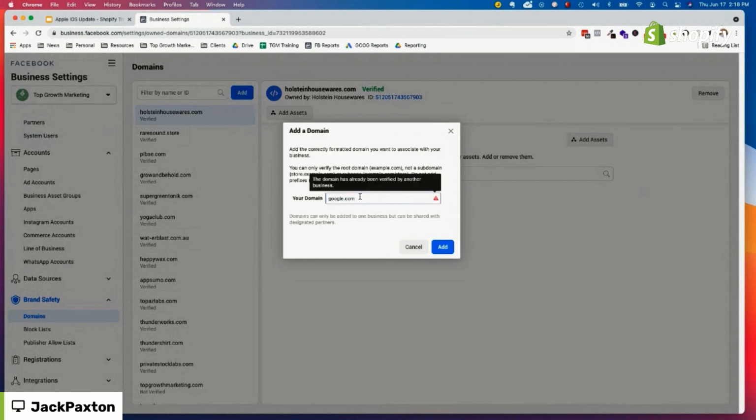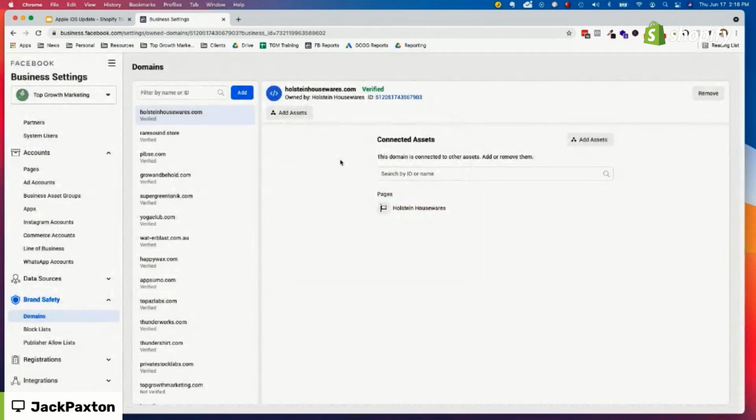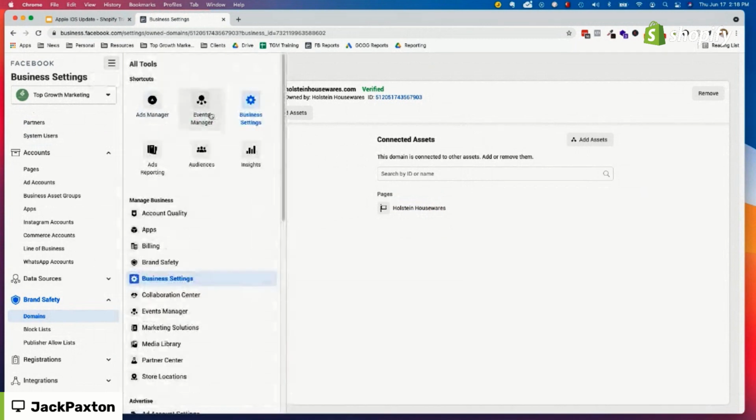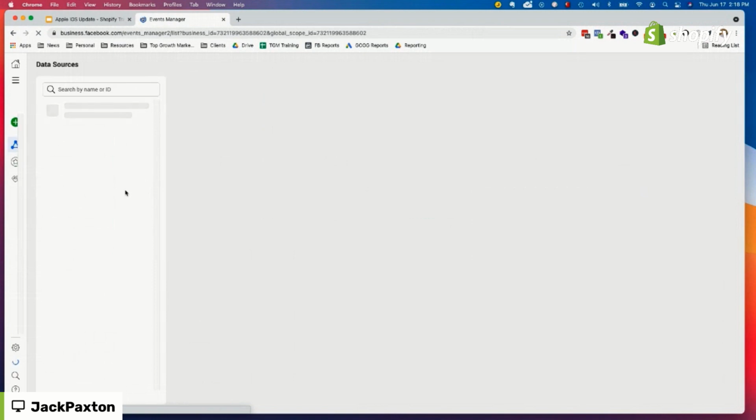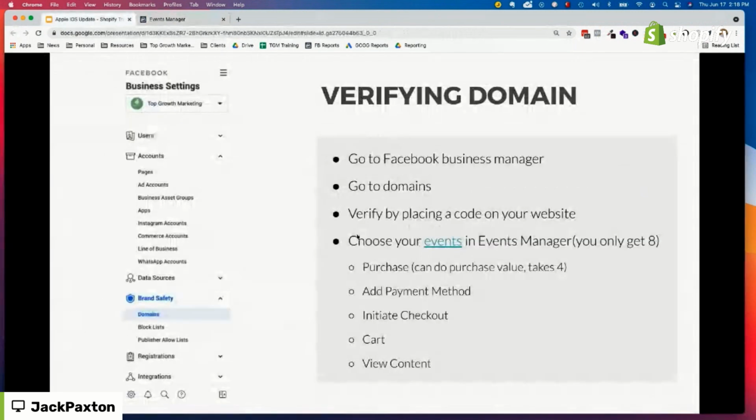Okay, so you've got to actually put in your own domain, but you just come in here, add your own domain, and it will give you the instructions to go and place that tag. Now, once you have done that and it's all verified, which takes a few seconds, you go to your events manager. Your events manager is really important because this is where you choose those events that we talked about. So this is the purchase, the add to cart, the initiate checkout. If we go back here, these are the ones that we suggest putting in there.